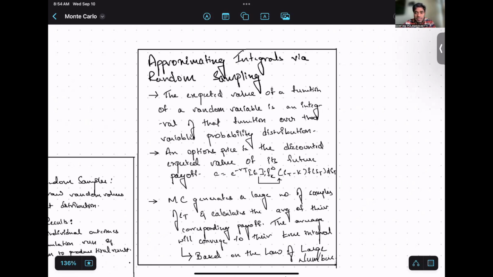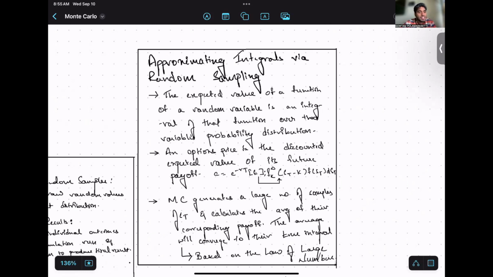In the context of derivatives pricing, the risk-neutral valuation framework posits that an option's price is the discounted expected value of its future payoff. The primary objective of a Monte Carlo simulation in this context is therefore to approximate the expectation, and by extension, the underlying integral, by generating and averaging the outcomes of a large number of random trials.